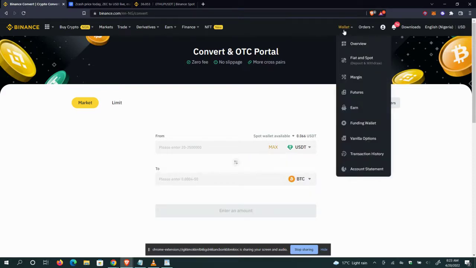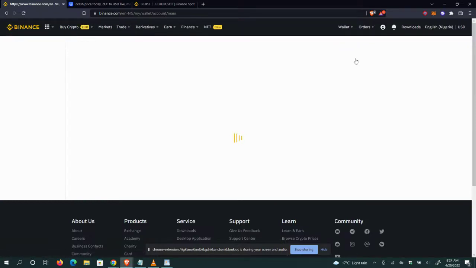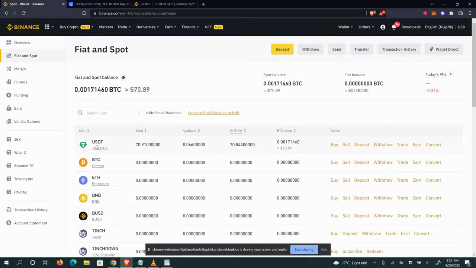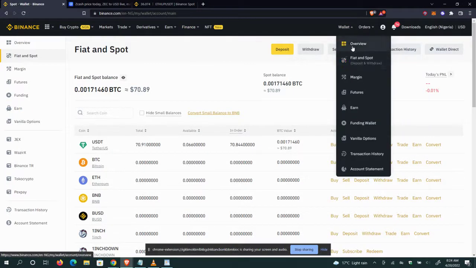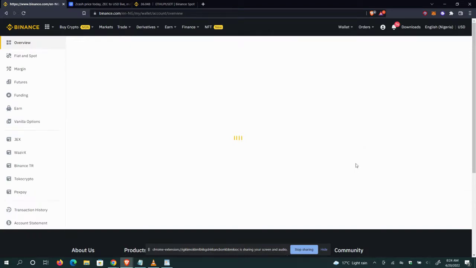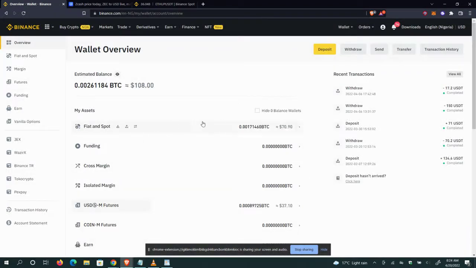First of all, I need to transfer. Let me go to my wallet. Just have a little fund in this wallet. Okay, I have this on my fiat and spot. I think I have some crypto somewhere, not on fiat, I think on my wallet. Hold on. Let me see the overview. I think I have about $100 here. Okay, now I need to transfer this.